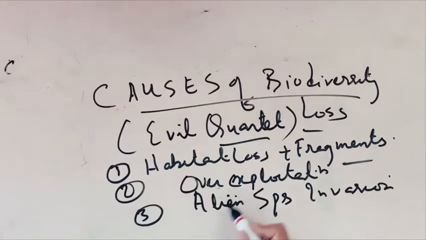Anything which does not belong to the native country or the native place, we also call native or indigenous. Alien is something which is introduced from another place. That is known as alien. So they invade and they destroy our native species.